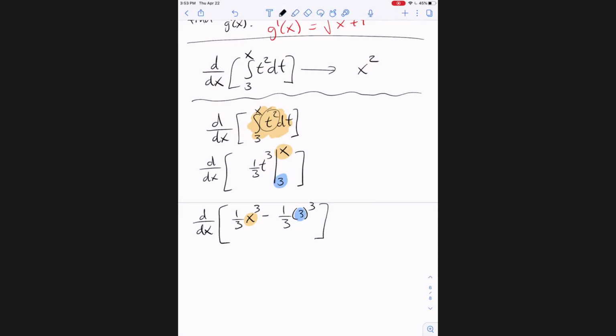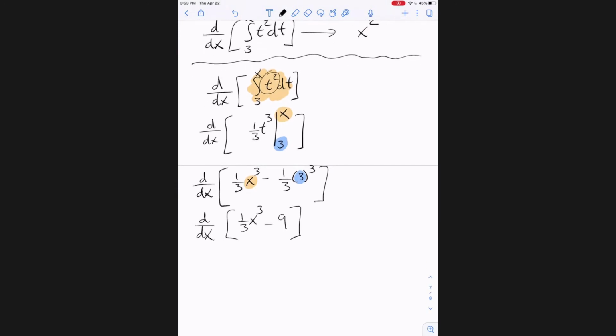Now we've got d/dx of (1/3)x cubed minus 27 over 3, which is 9. Now let's take the derivative of that. When I take the derivative of this, I use the power rule: 3 times 1/3 is 1, x squared. The derivative of -9 is 0, so it's just x squared. So that's why it doesn't matter what number you plug in here.